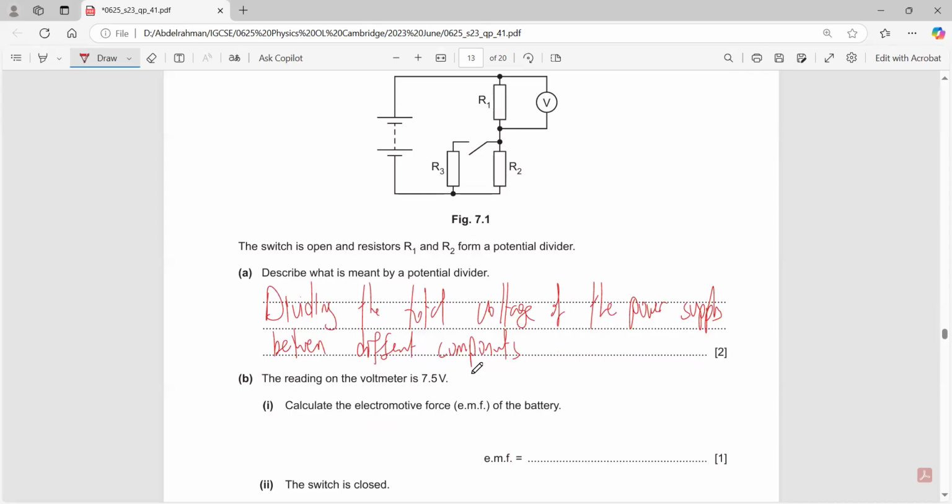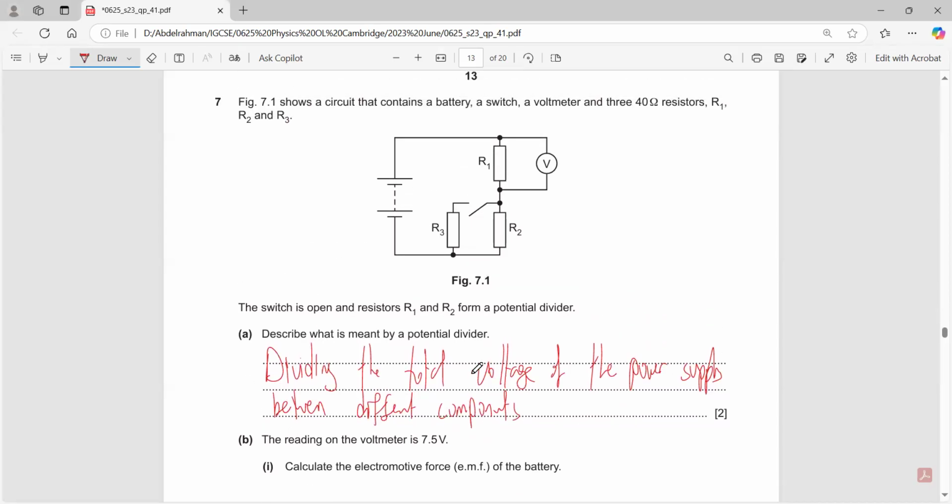The reading on the voltmeter is 7.5. Find the electromotive force of the battery. So this is 7.5 volts.